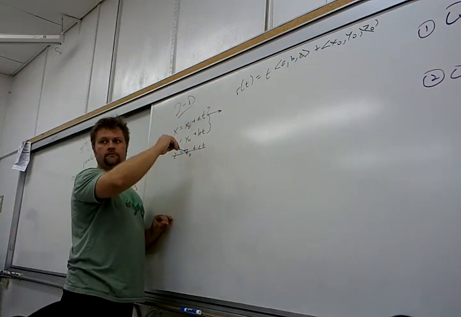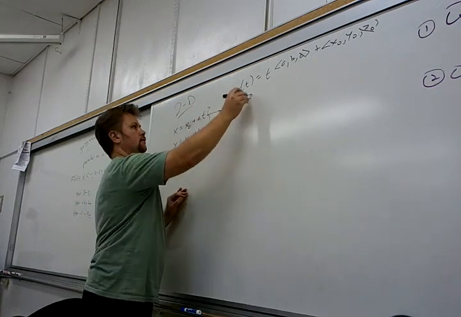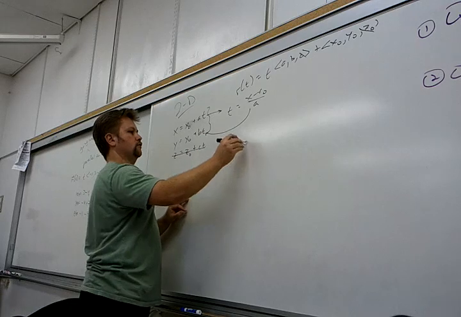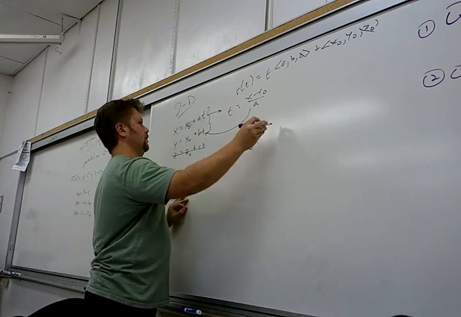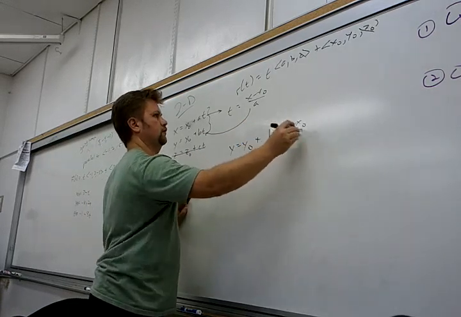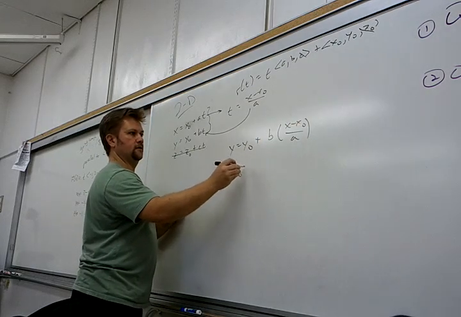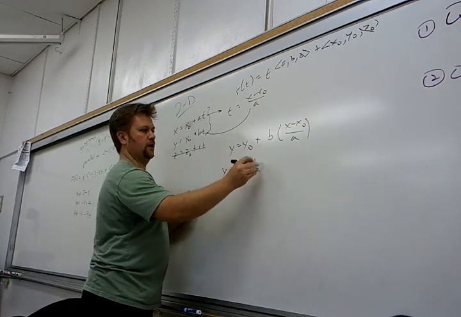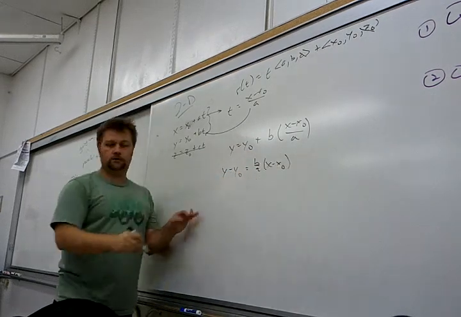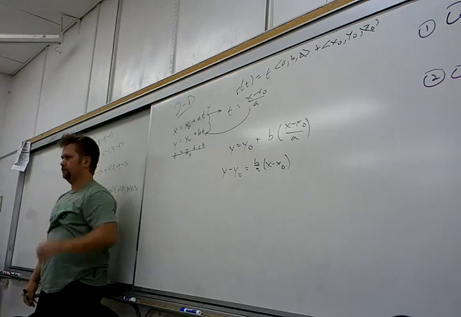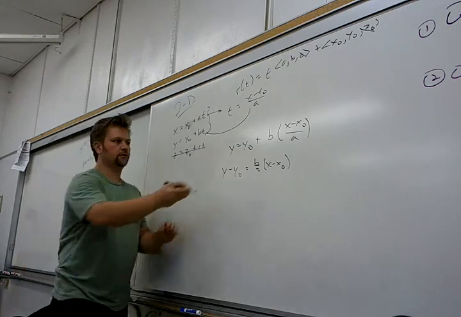Maybe take that one and solve for t. Then plug that back in there. So you get y equals y naught plus b times (x minus x naught over a). So y minus y naught equals b over a times (x minus x naught). Doesn't that look familiar? y minus y1 equals m times (x minus x1), right? So this is, of course, the slope.